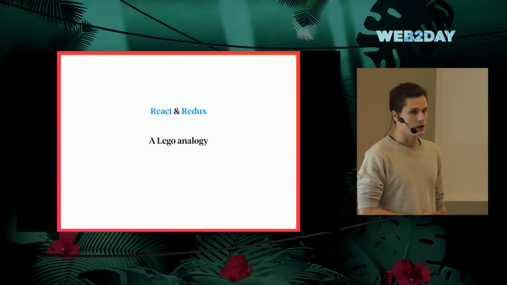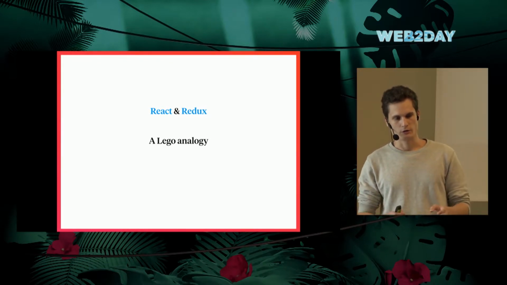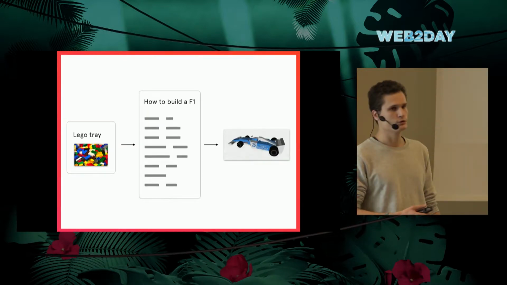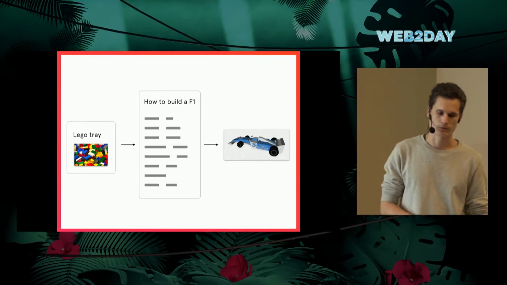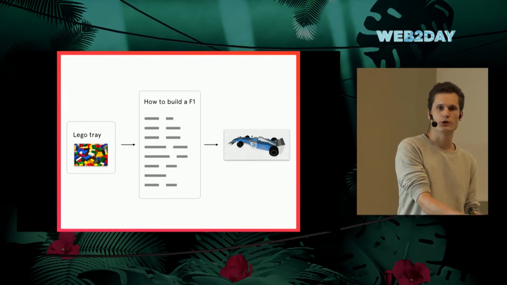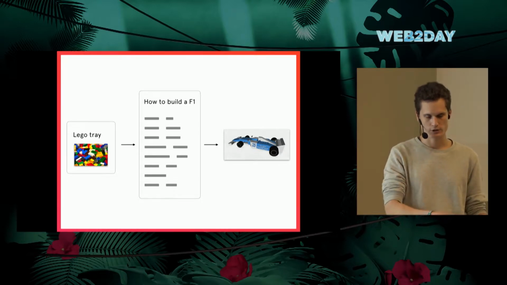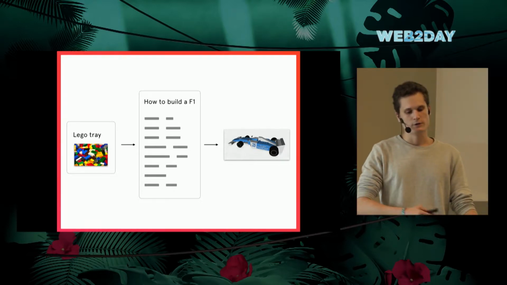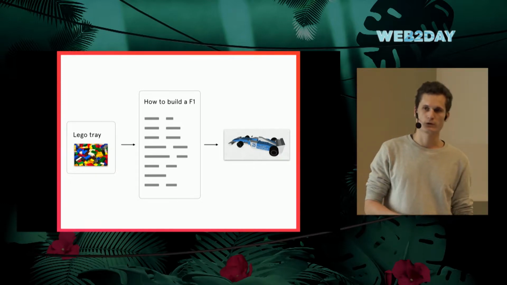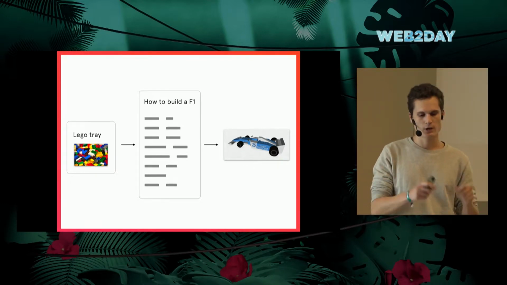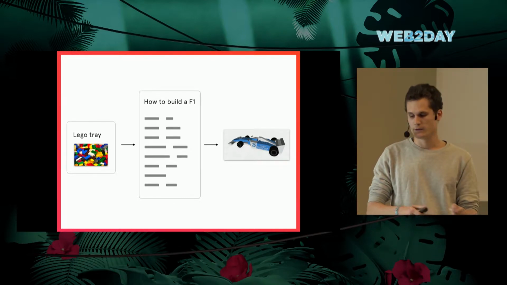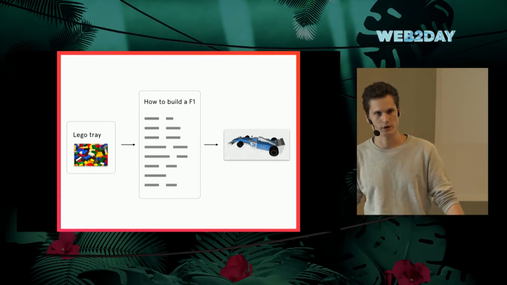So we all love Legos, we all know how it works. How would you usually build something out of a Lego box? You would have your messy Lego tray somewhere, that you try not to step on. Then you have your instruction sheet. In this case, we want to build a Formula One. And you follow the instruction sheet step by step. And at the end, we get our result, the race car.